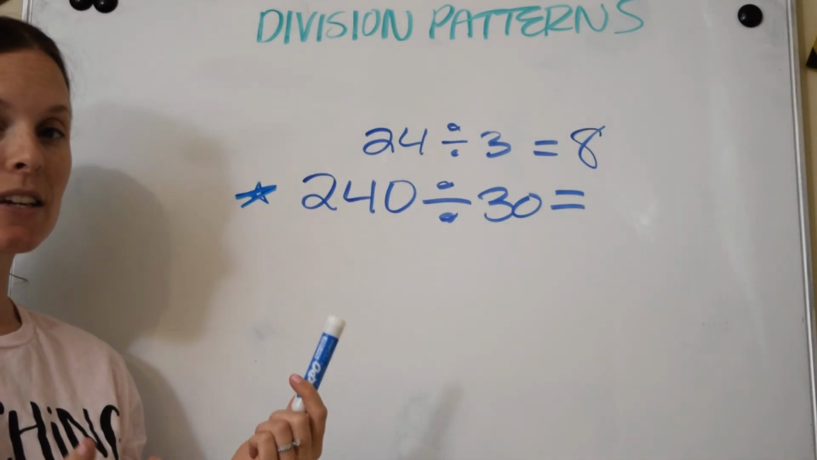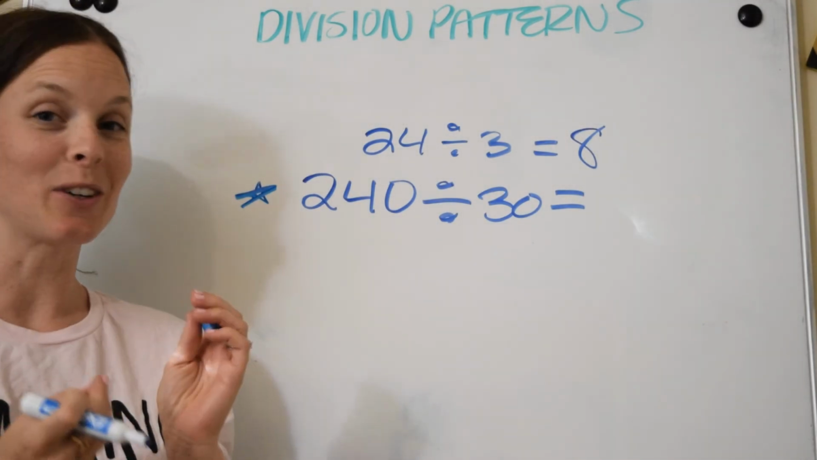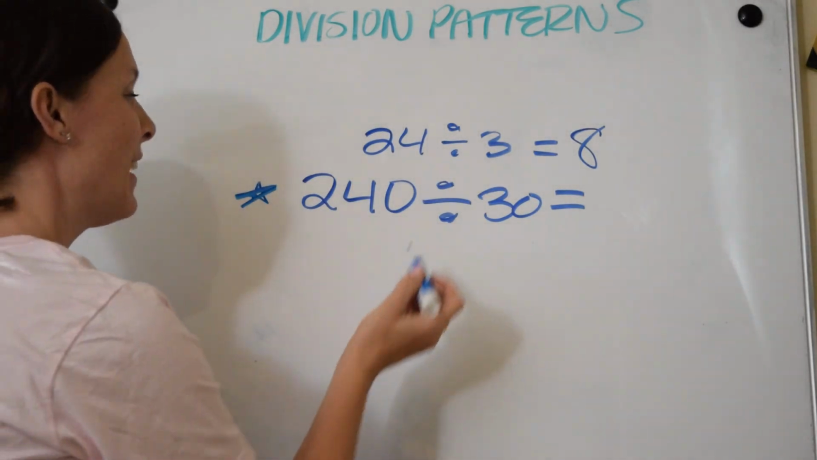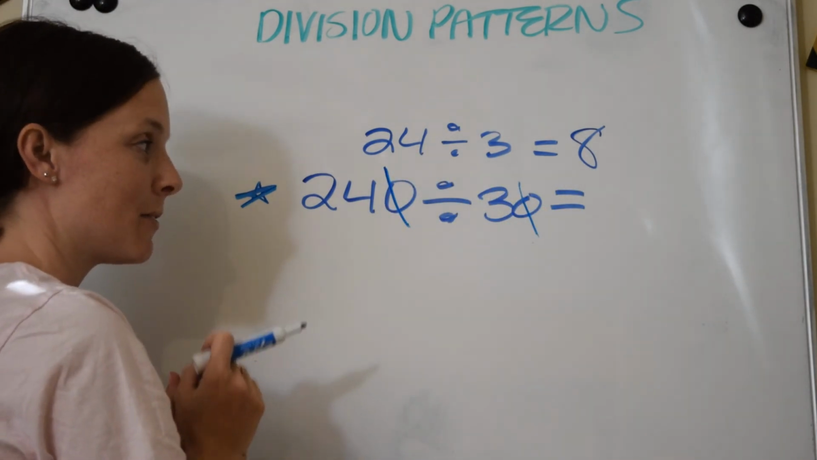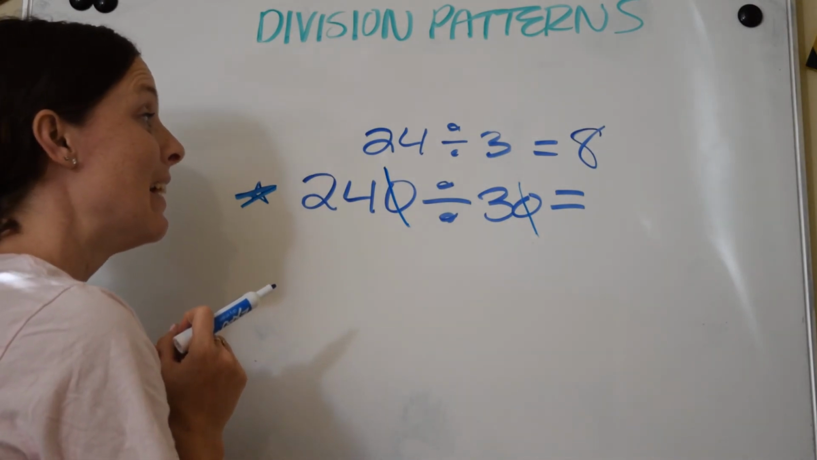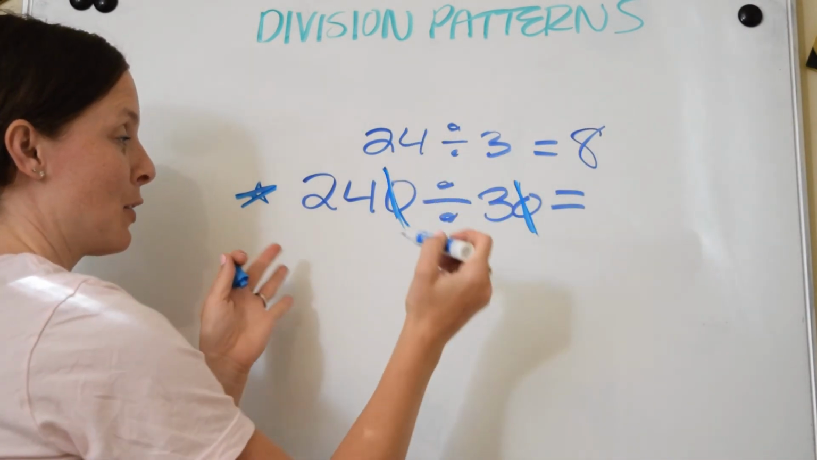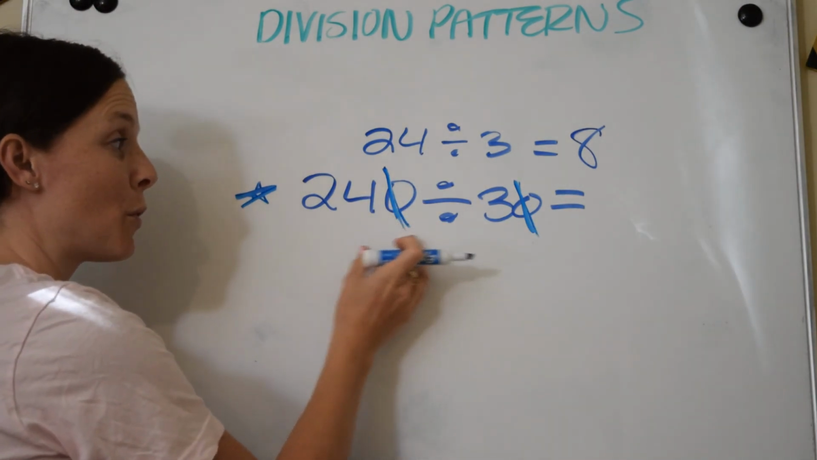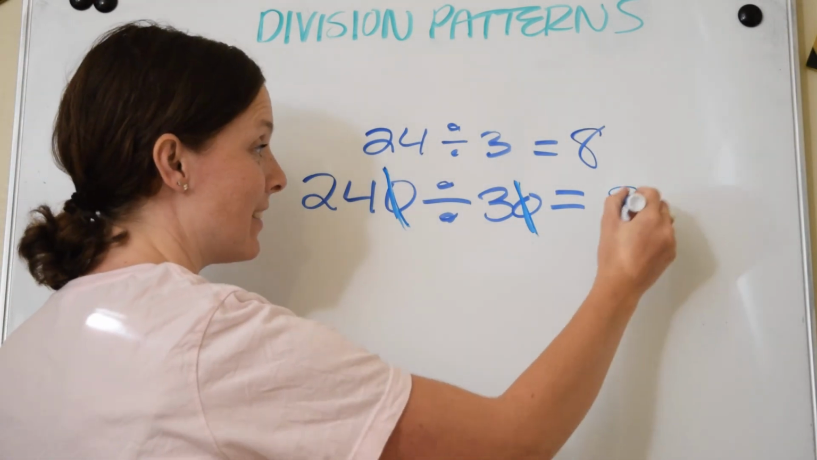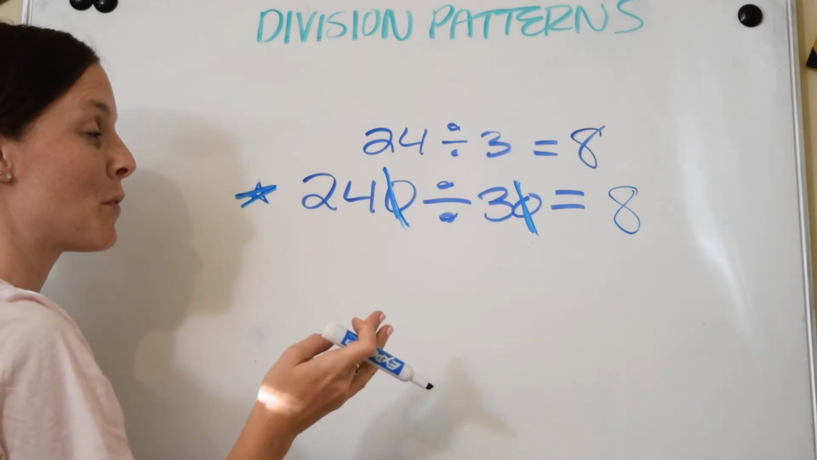Now again, this is different. Now we have a 0 over here in the divisor. So here's a little trick that's so much fun. You get to cross out the zeros to basically make it back to a basic math fact. So the actual answer of 240 divided by 30 is still 8. And how do I know that? Because 8 times 30 will give me 240.